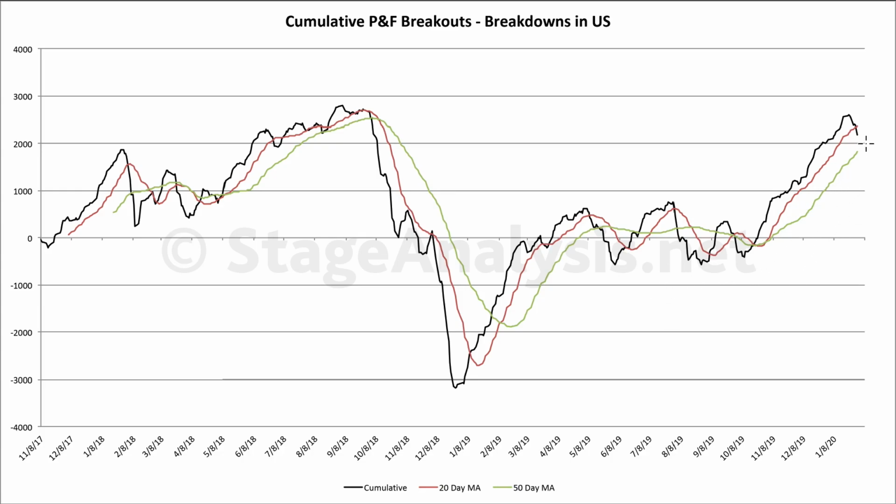For signals on this, I tend to use the moves below the 20-day moving average as a signal. I use it as a risk on, risk off indicator. So we're now into a risk off phase at the moment. But as you can see, the moving averages are rising, and we're above recent ranges. So it's not looking too hairy at the moment.